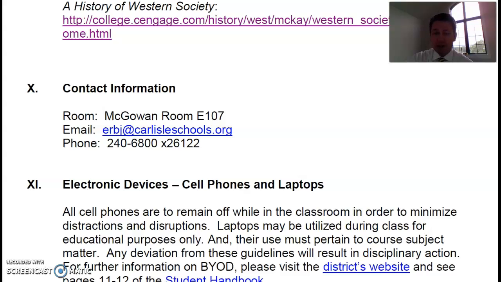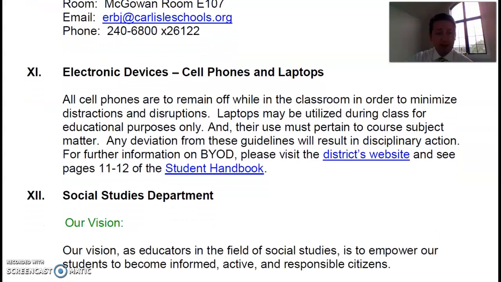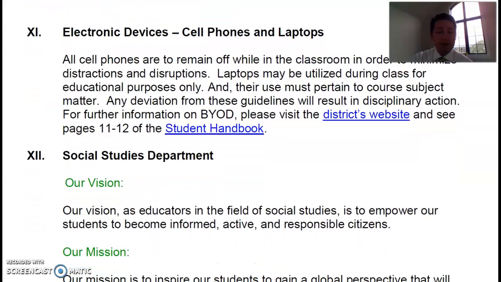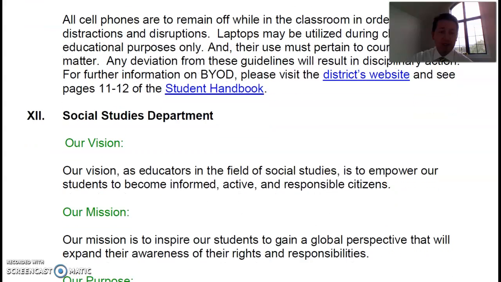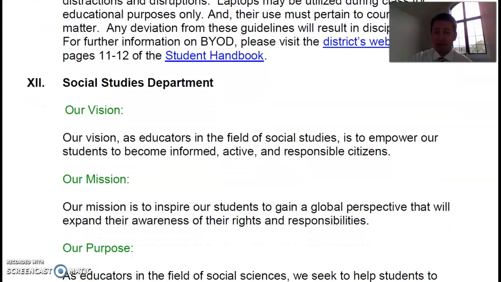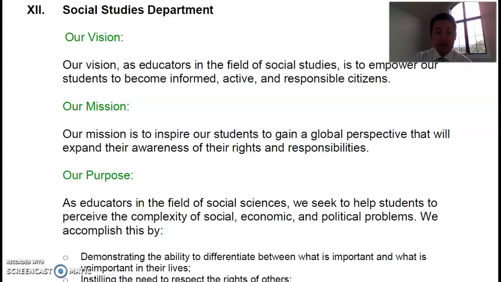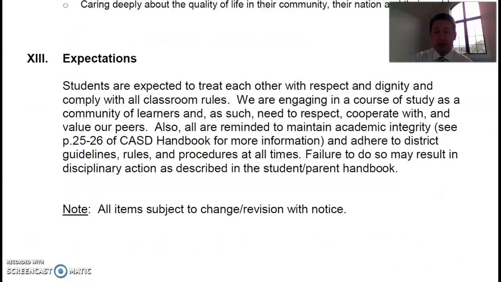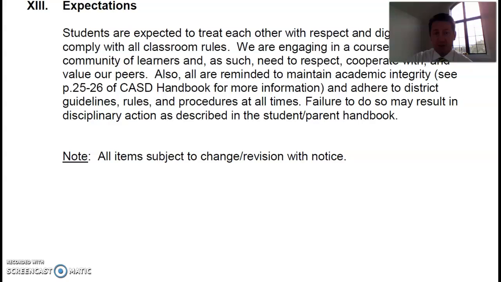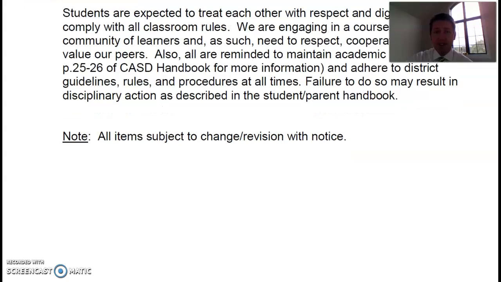So otherwise, I'll let you take a look at the remainder of the syllabus here. It just talks about some expectations, talks about the mission and vision statements of the Social Studies Department, and just notes that we are kind of in a state of change right now, so there may be some items on here that need to be revised, and if that's the case, I'll certainly send out a notice regarding that.